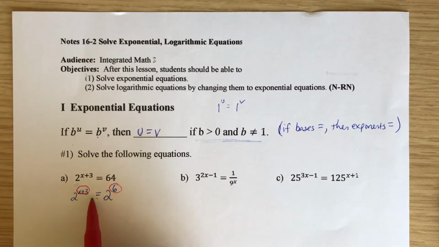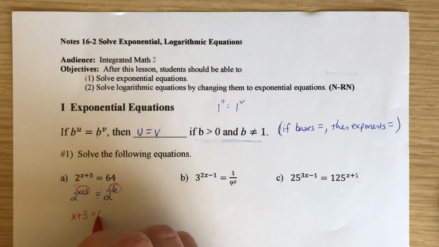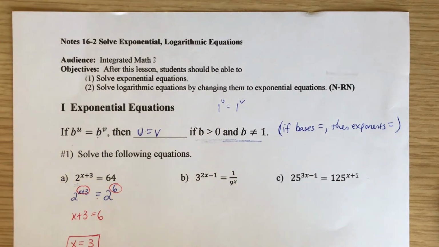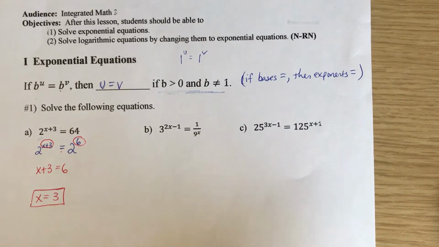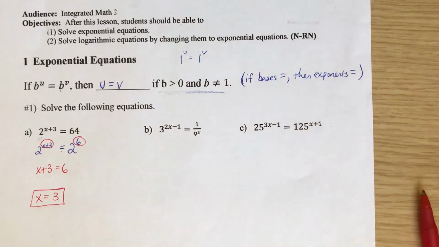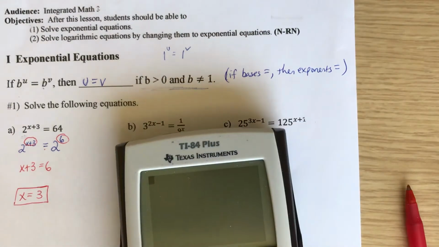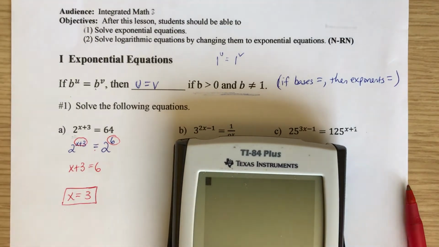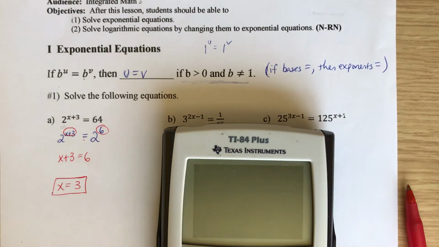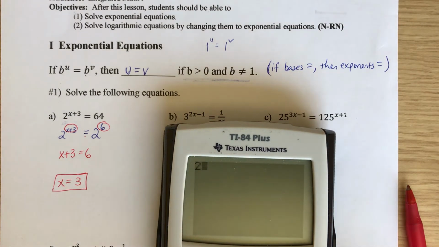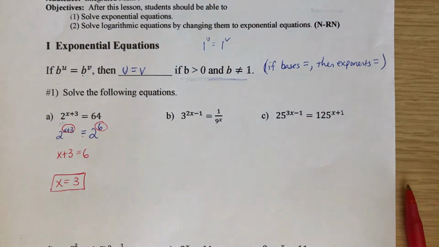Because this equal sign means that the left side and the right side have the same value. So x plus 3 is 6, and we would subtract 3 from both sides. And there's our answer. We get x is equal to 3. If you want to check that, we can take the calculator and we can go 2 raised to the, we'll take our x value, add 3 to it, and we get 64, the right side, and it's good.